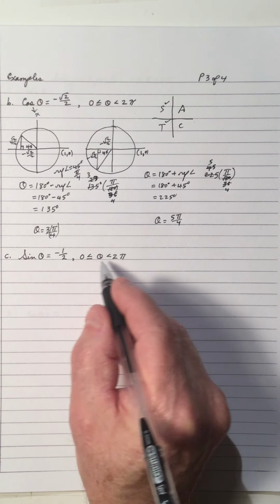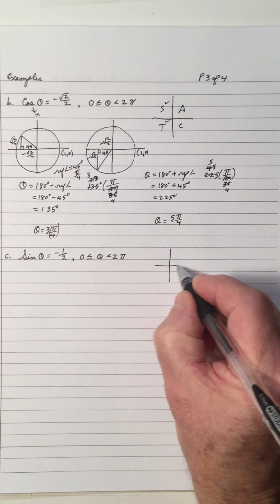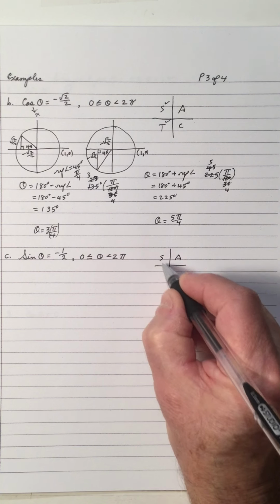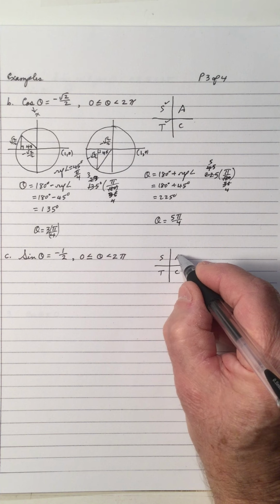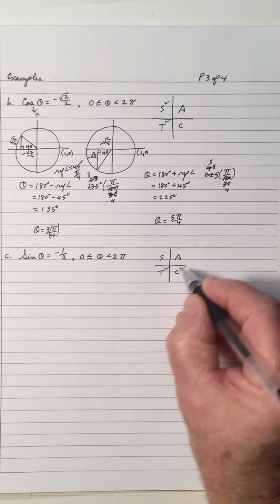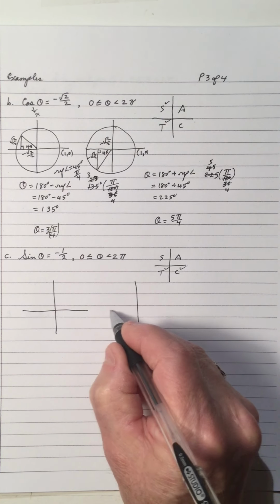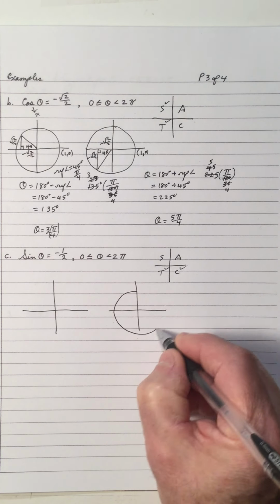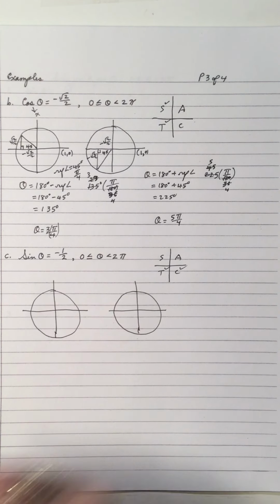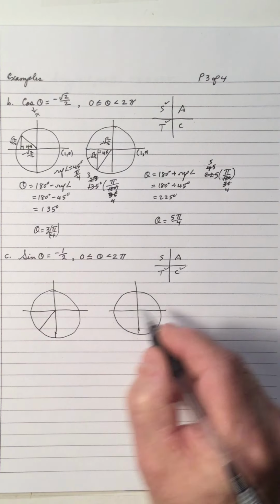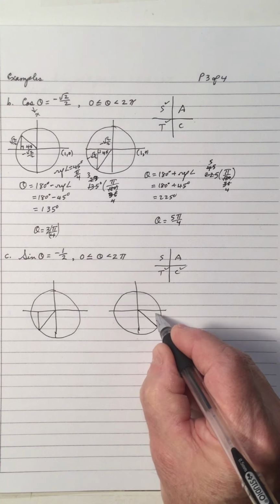Sine is negative a half. And again, we want radians. So where are we located? Add sugar to coffee. Sine is negative. Sine is positive in 1 and 2, negative in 3 and 4. So let's draw the diagram separately, again, just to be consistent. There we go. And we're in quadrant 3, and we're in quadrant 4, perpendicular to the x-axis.